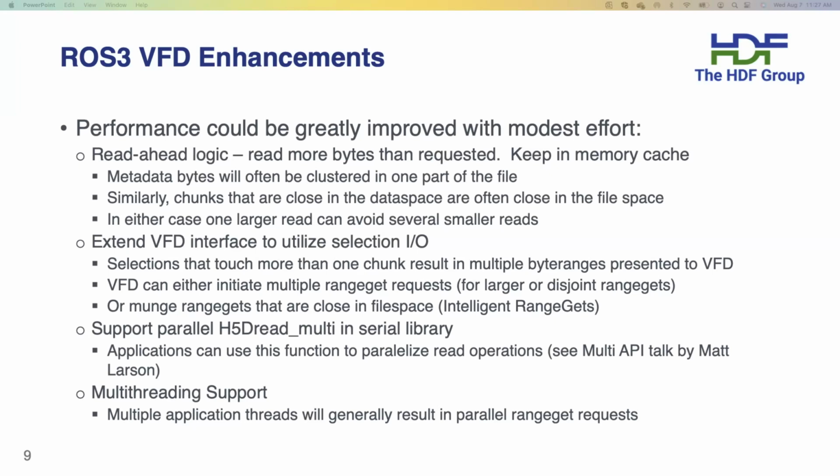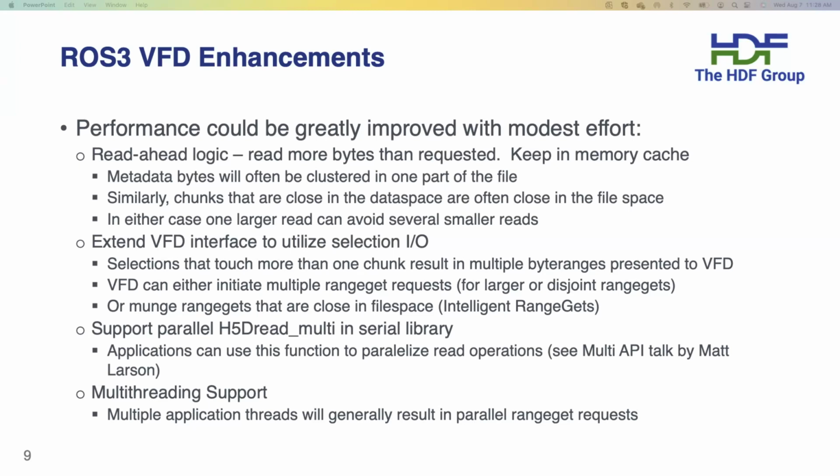If the chunks are large or disjoint in the file space, the VFD could have multiple S3 requests going out using some form of async IO. If the chunks, or if the range gets happen to be close in file space, it may make more sense to have one S3 request that reads kind of a superset of the range get request and brings all that in one request. That's what CoH5 does with what it calls intelligent range gets.